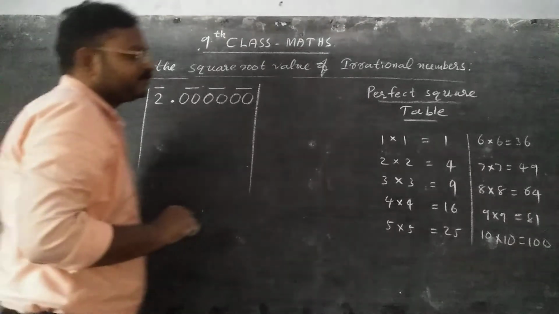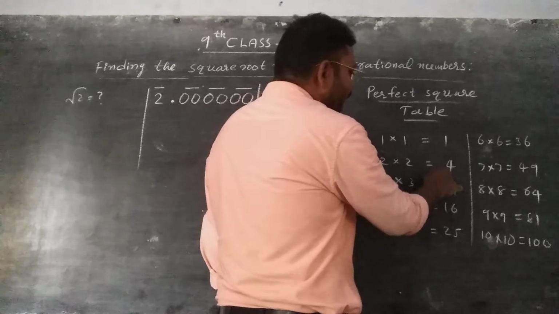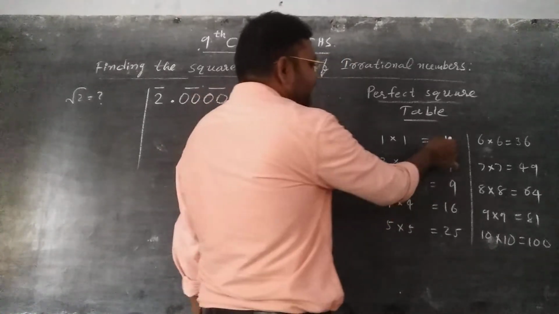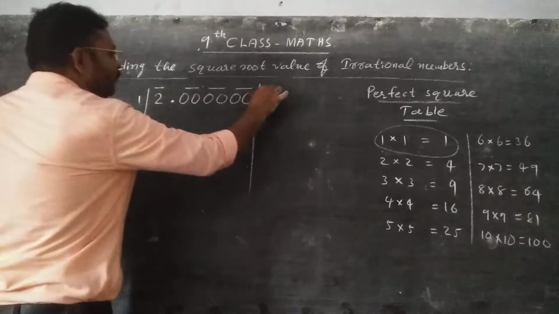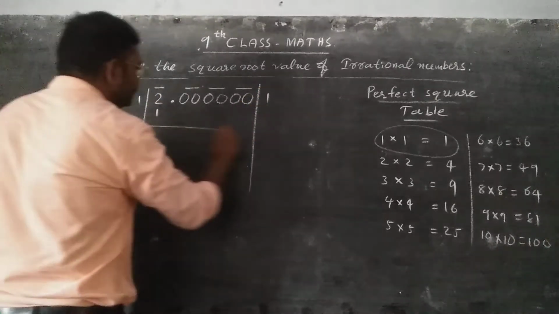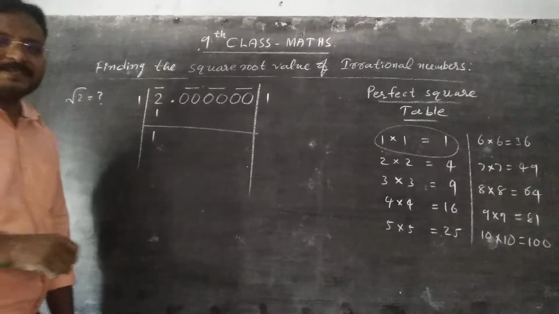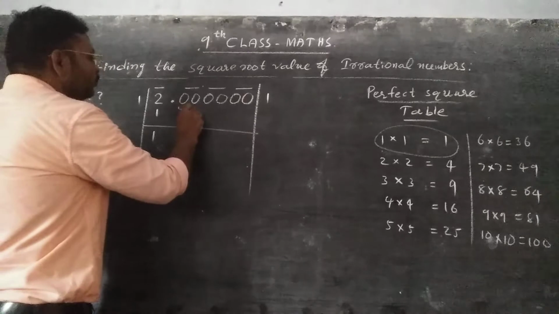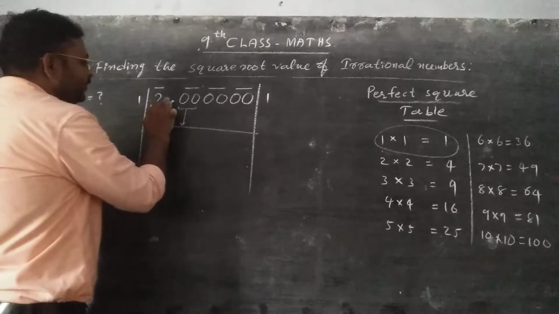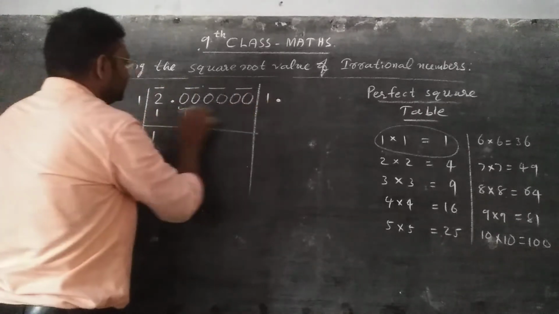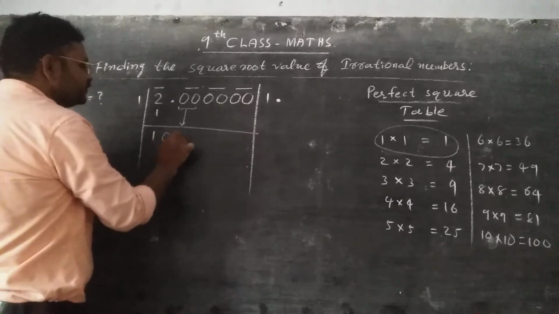2. Where do we get 2 here? 1 one is 1, 2 twos are 4, 3 threes are 9. Which one satisfies? 1 one is 1 will satisfy. Now 2 minus 1 is 1. Now you bring down these two zeros. Before bringing them down, you keep a point in the quotient place. You remove this point and keep it in the quotient place. Now bring down two zeros.